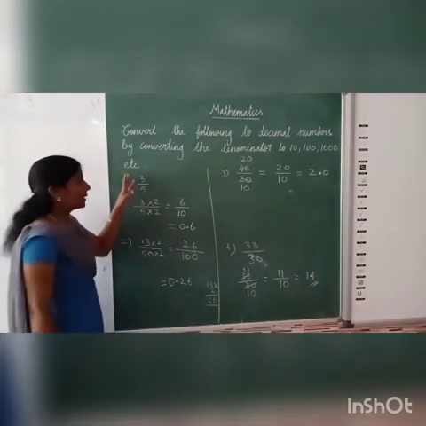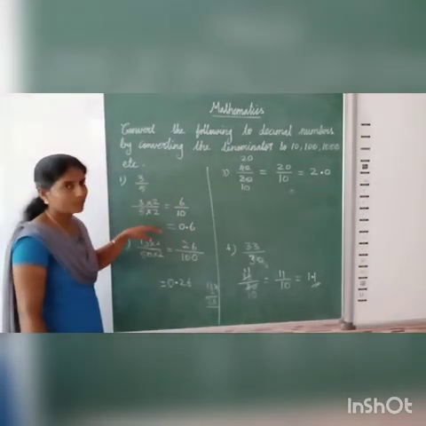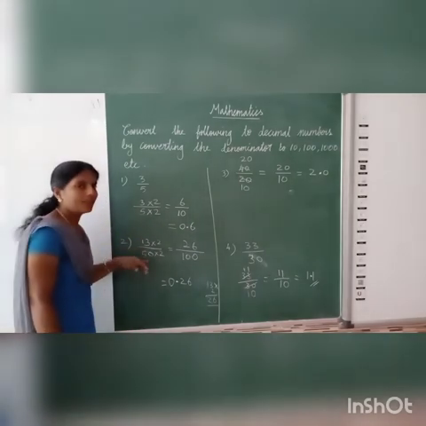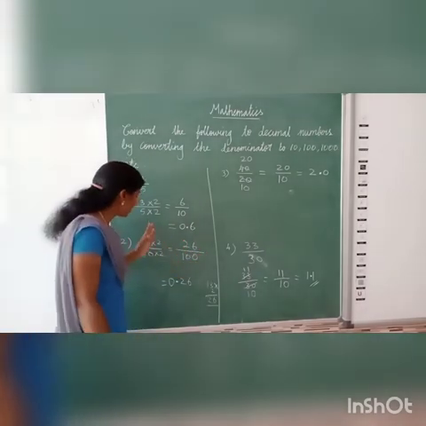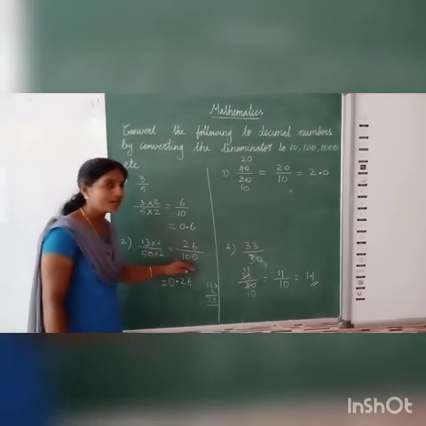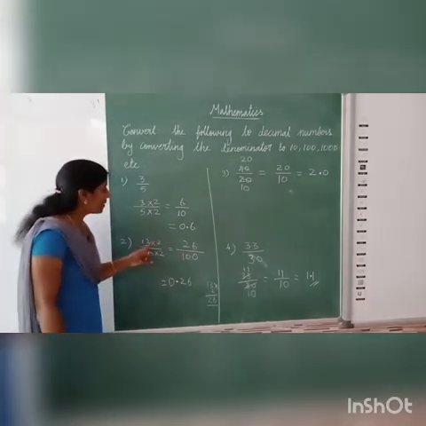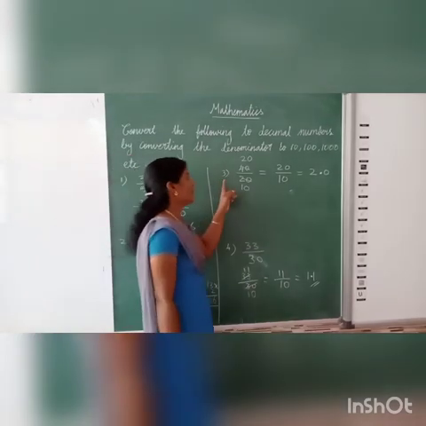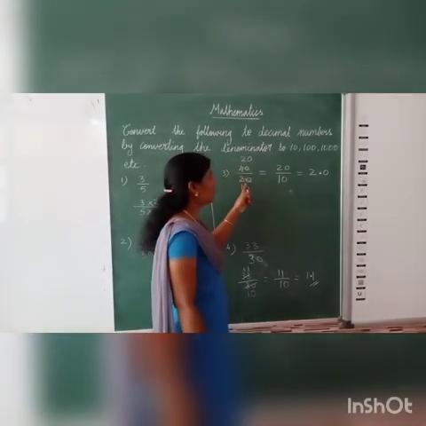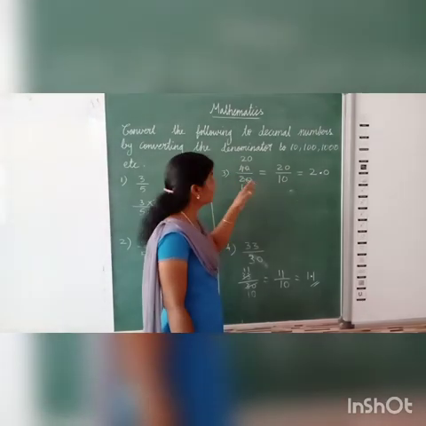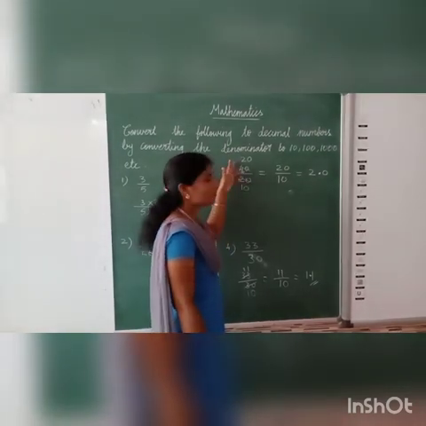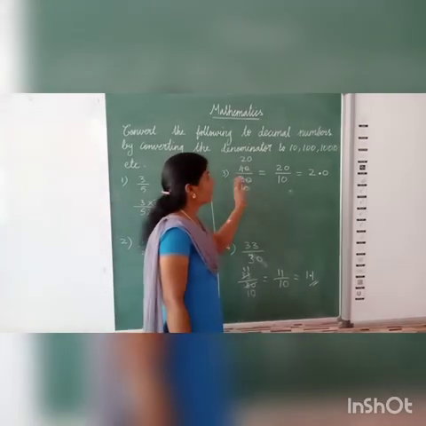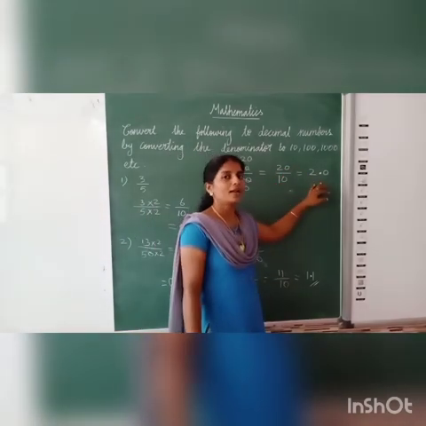Clear? Here 3 by 5, we multiply by 2 in the numerator and the denominator. Here 13 by 50, we can't write in simplest form, so we multiply by 2 and we get 100. So we multiply by 2 in the numerator and the denominator. Then third one, 40 by 20. Now we write in simplest form using the 2 table, and we get denominator 10. So we can stop it, then write in decimal number.